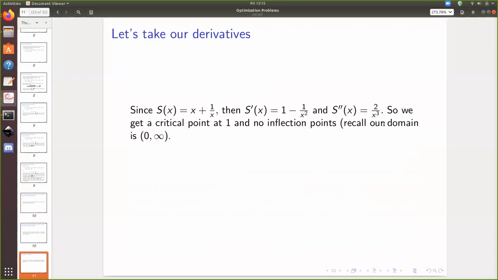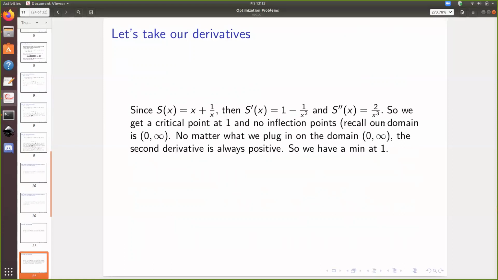This is one of those times where you really need to keep in mind that our domain is just 0 to infinity. Because if it was all real numbers, we would be looking at 0 as a critical point, not an inflection point, but a critical point. But we've restricted that, so no need to worry about it.